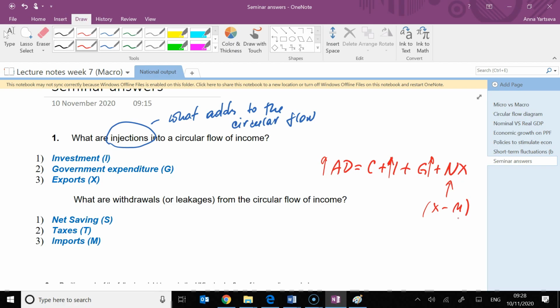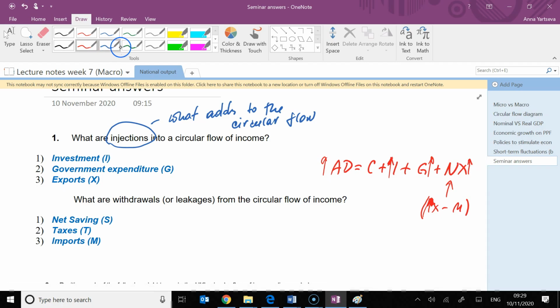The more we sell, the more foreigners purchase of us, the more popular our products are in international markets, the higher is aggregate demand for our products. So the higher the level of exports, the higher net exports will be, which will increase aggregate demand. So basically, injections are things which will increase components of aggregate demand and will increase overall aggregate demand and will increase national output in the economy.